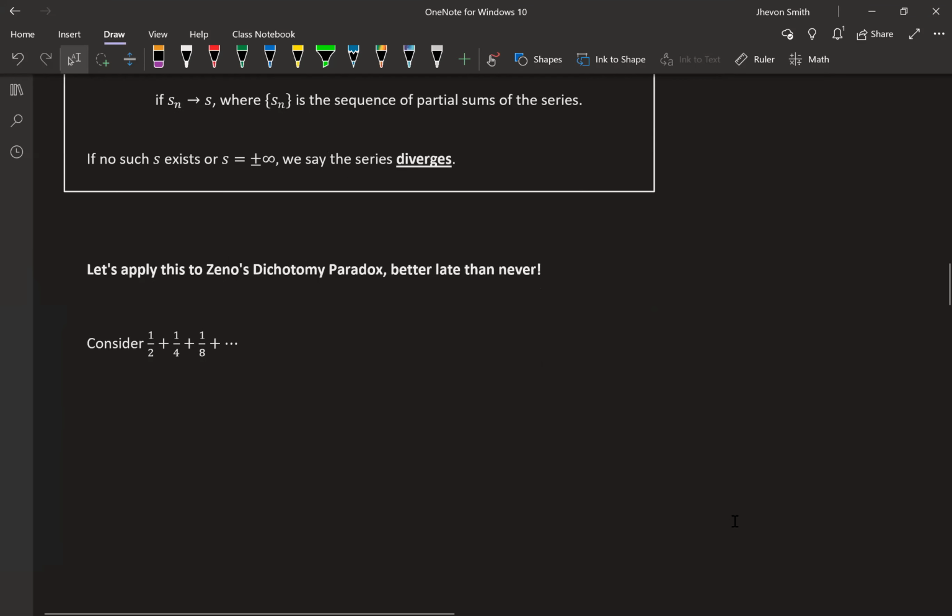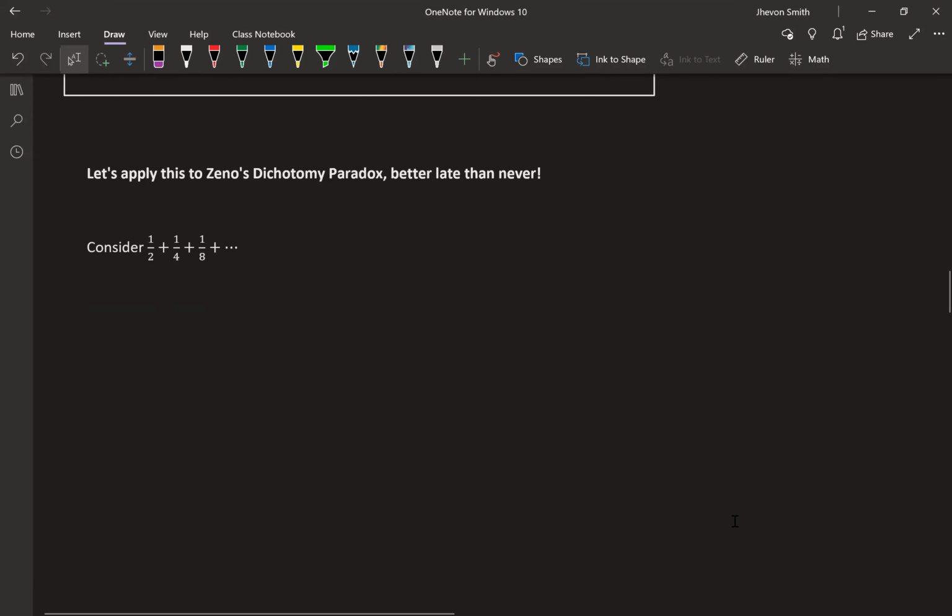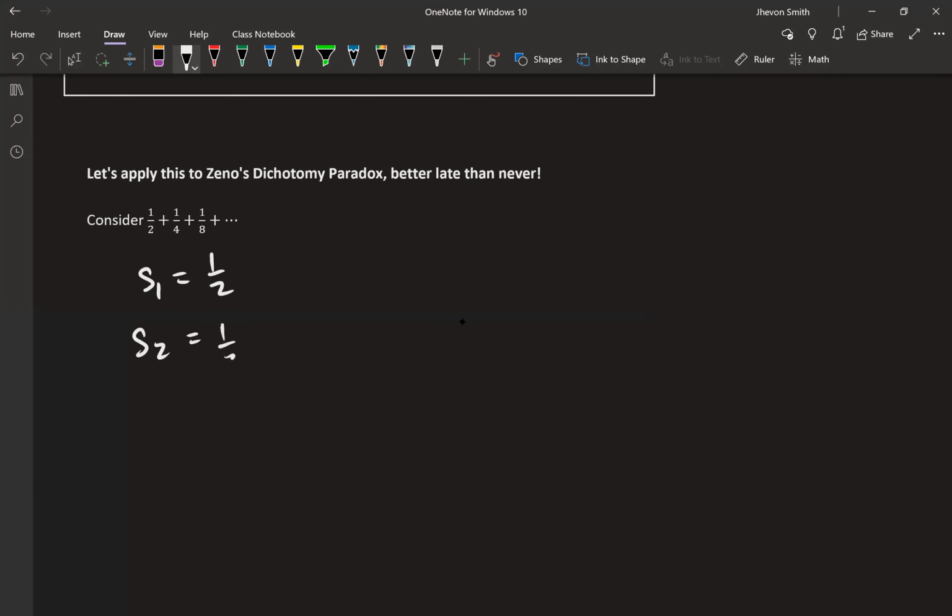Let's actually use this to figure out Zeno's dichotomy paradox, right? It's better late than never. 2.5 millennia later, let's actually figure out, can we actually walk a mile? Is it possible to actually add these numbers together? Well, let me illustrate how we're going to do this. We'll start by constructing a sequence of partial sums. So we can start with S1, that's a half. S2 will be a half plus a quarter. In other words, that's going to be 3/4.